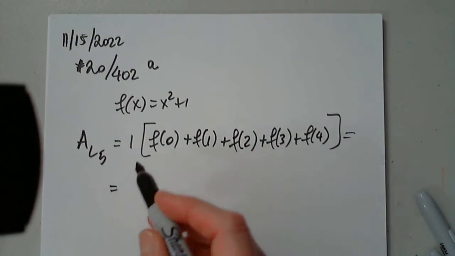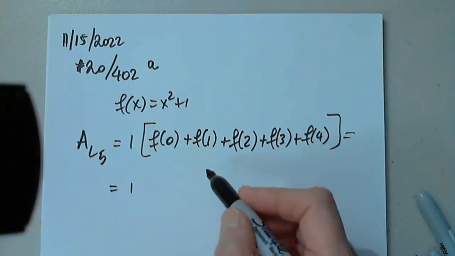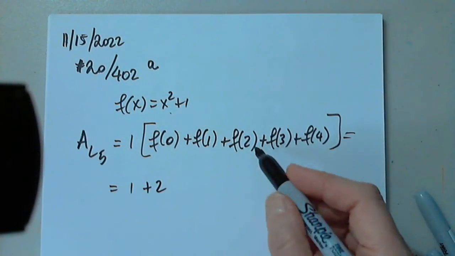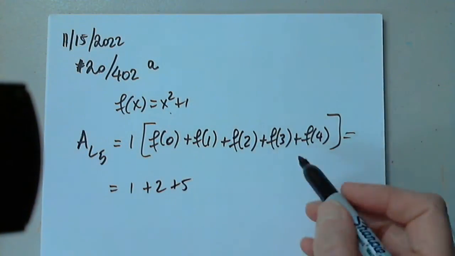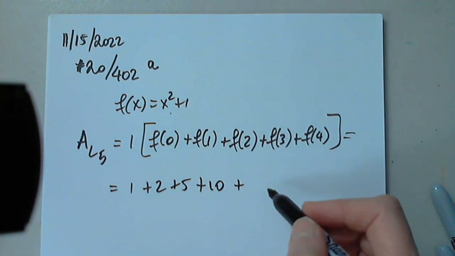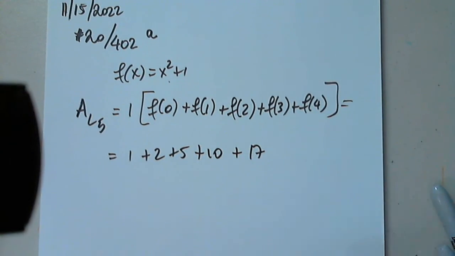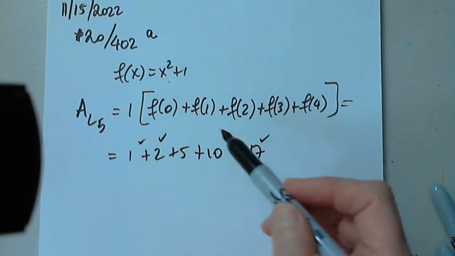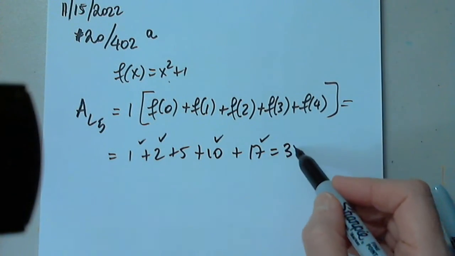So all you have to do is just find f of 0, which is 1, f of 1, which is 2, f of 2, which is 5, f of 3, which is 10, f of 4, which is 17. And you add them up. So this is 20, 30, 35.